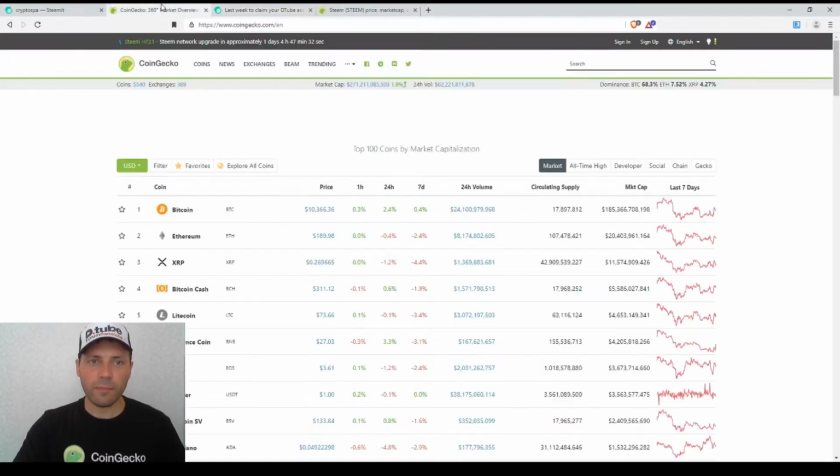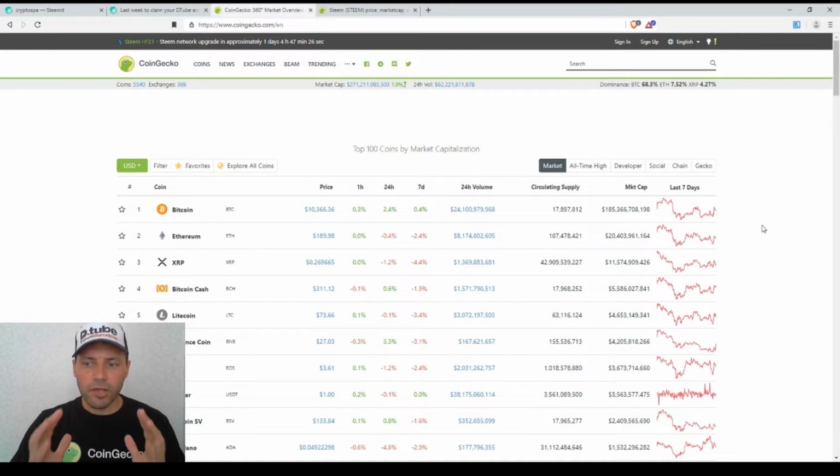Now let's move to the prices of the major cryptocurrencies according to the beautiful site of CoinGecko. Because today is Monday, I would like to analyze the price chart of one of the cryptocurrencies, and this will be Steem because we're Steemians.